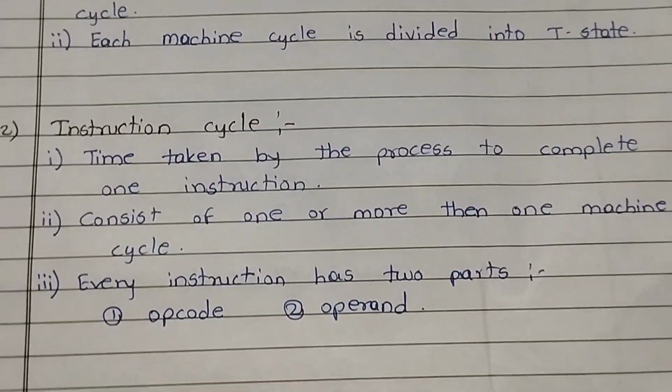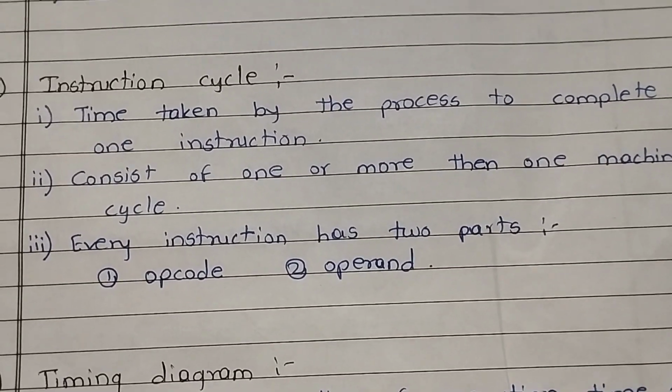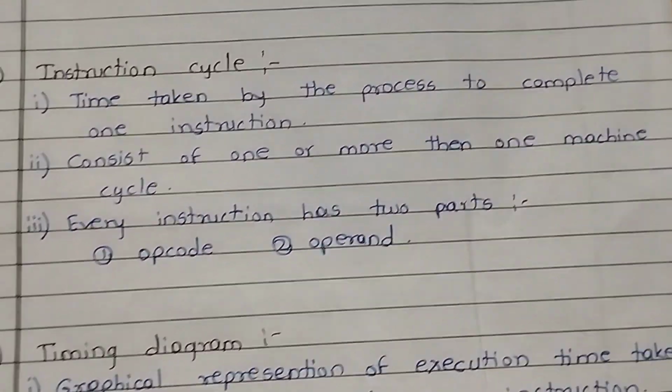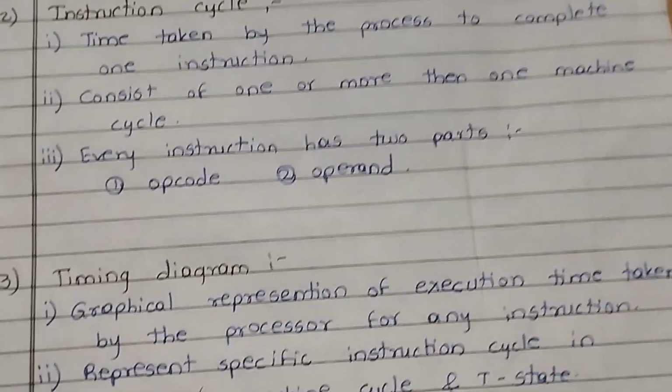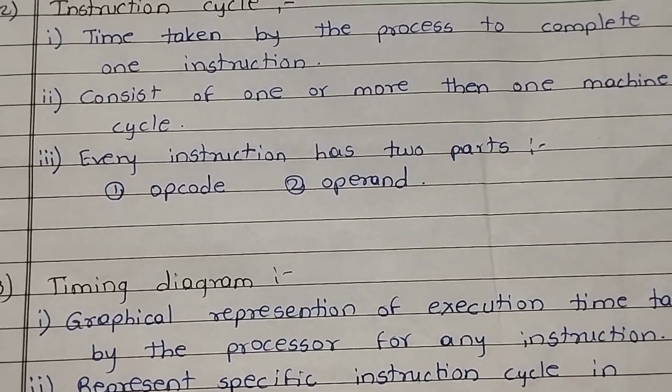Second is the instruction cycle. The time taken by the processor to complete one instruction, consisting of one or more machine cycles. Every instruction has two parts, opcode and operand.